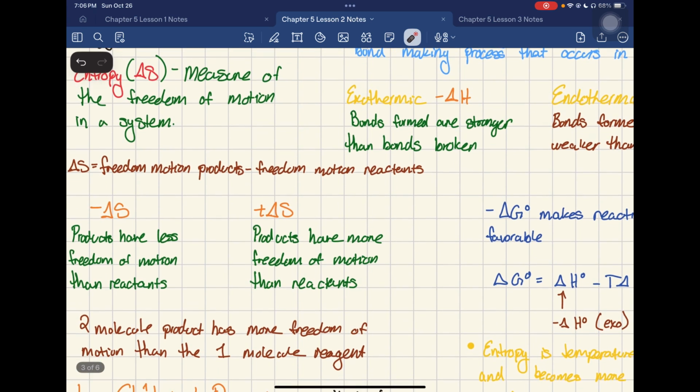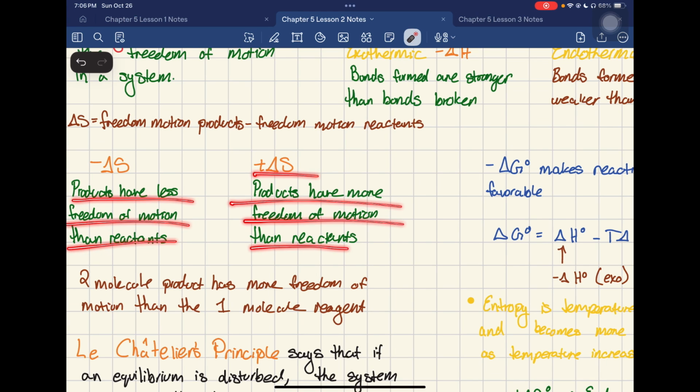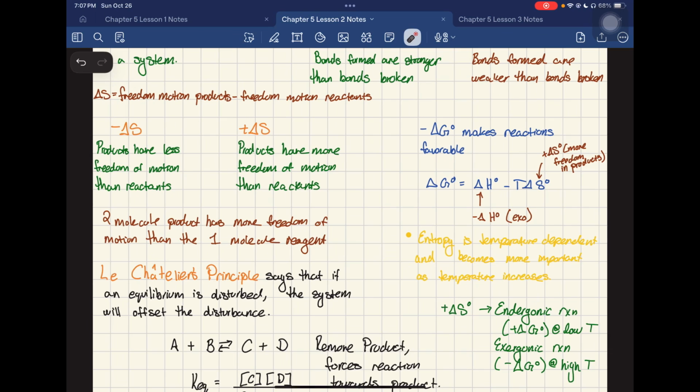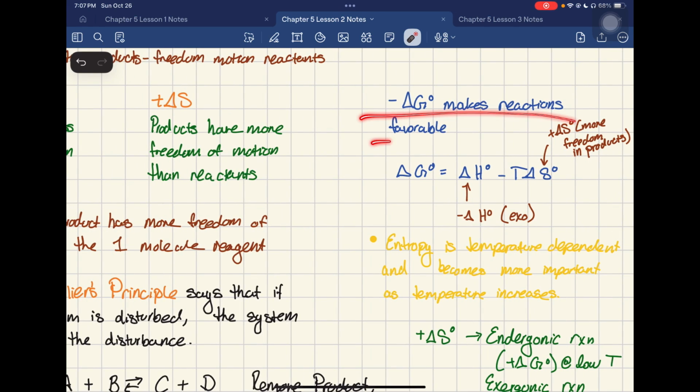Next, we look at entropy, delta S, which is the measure of the freedom of motion in a system. Delta S is written as freedom of motion of products minus freedom of motion of reactants. It works like plus and minus, just like exothermic and endothermic. Negative delta S: products have less freedom of motion than reactants. Positive delta S: products have more freedom of motion than reactants. Freedom of motion means, like, 2 molecules of product have more freedom of motion than 1 molecule of reagent.